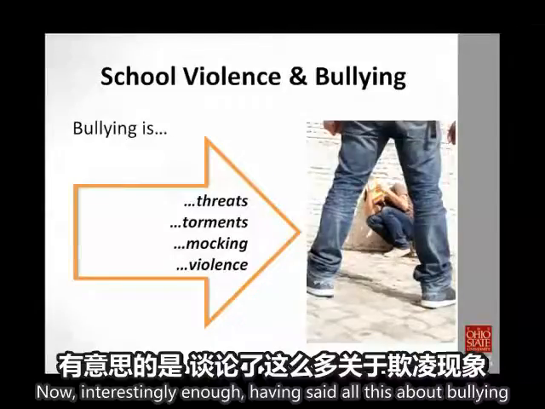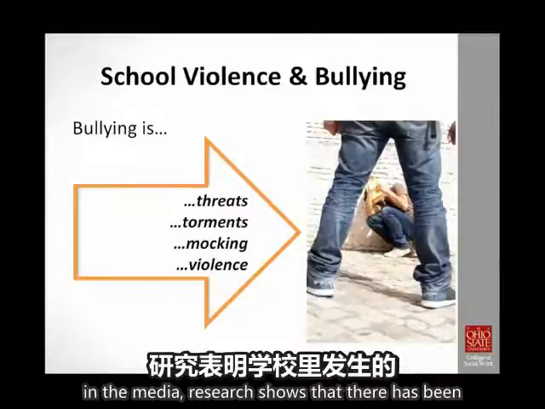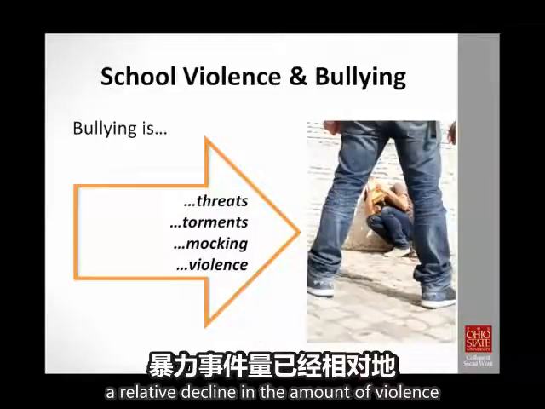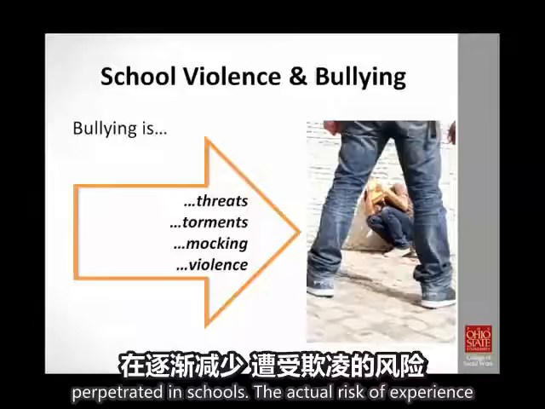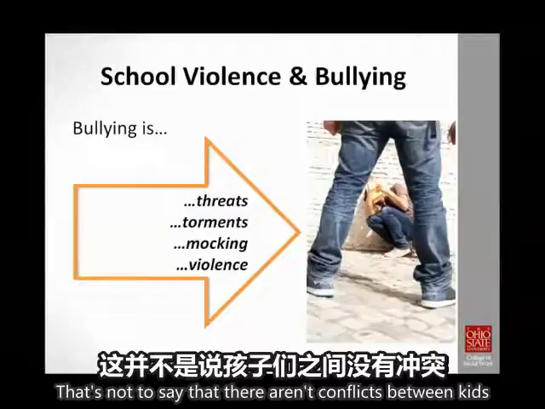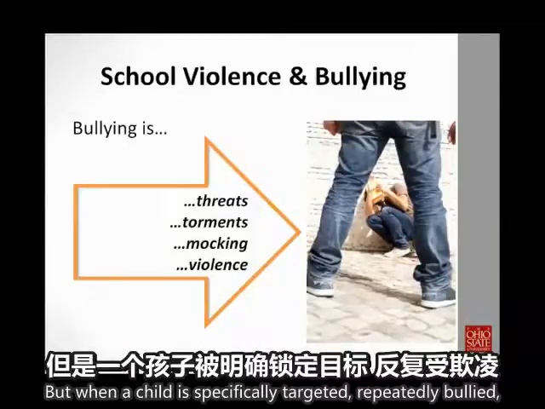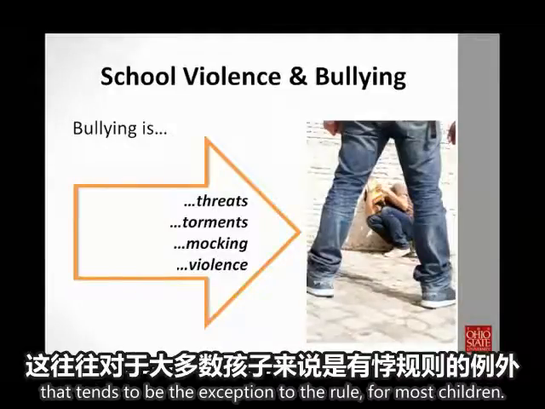Now, interestingly enough, having said all this about bullying, and given all the attention that bullying has gotten in the media, research shows that there has been a relative decline in the amount of violence perpetrated in schools. The actual risk of experiencing bullying is relatively low. That's not to say that there aren't conflicts between kids or that kids don't bully other kids regularly. They do. But when a child is specifically targeted, repeatedly bullied, that tends to be the exception to the rule for most children.